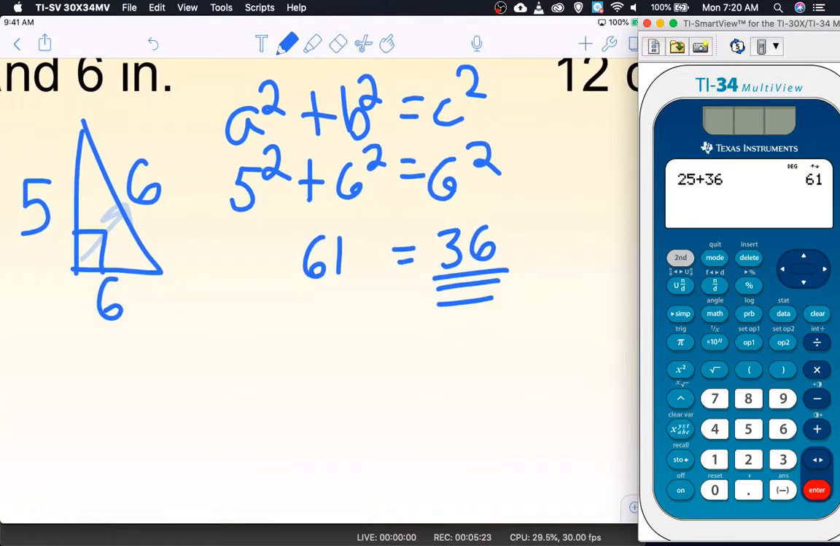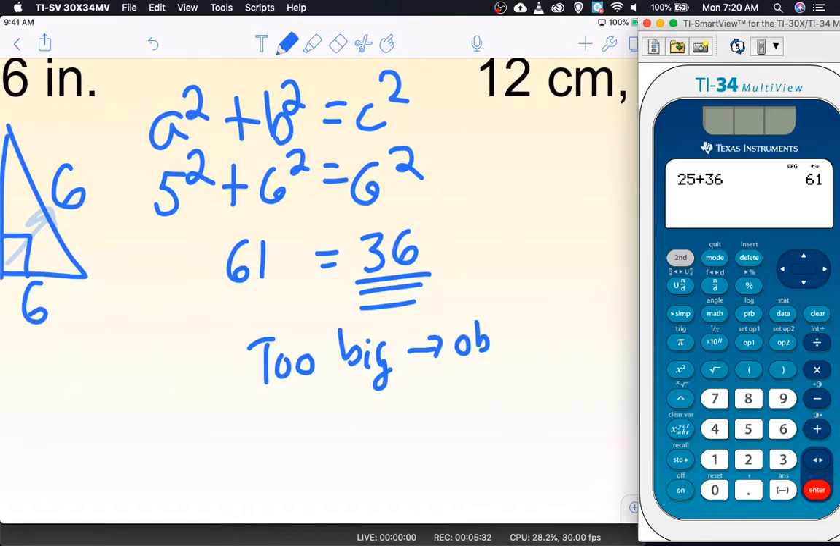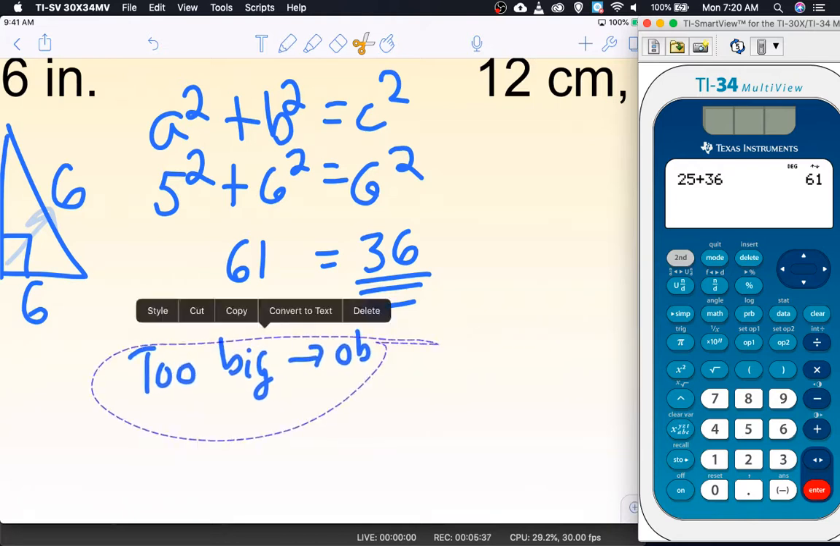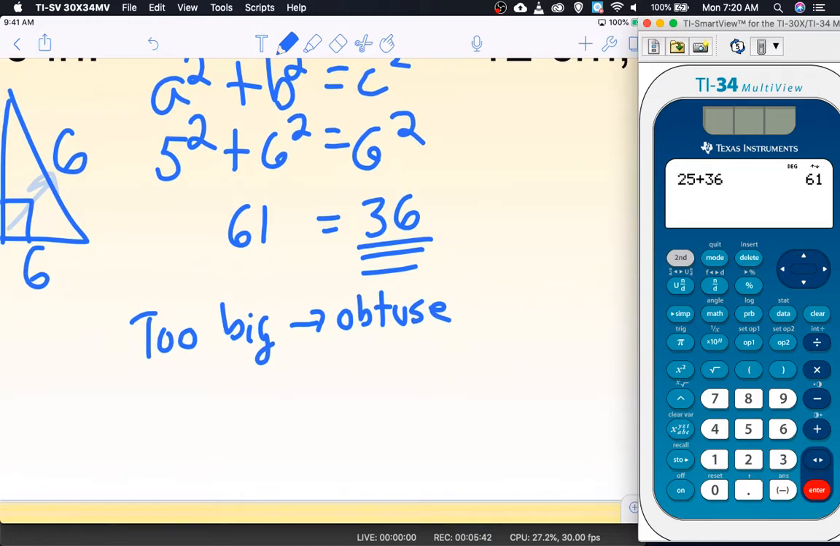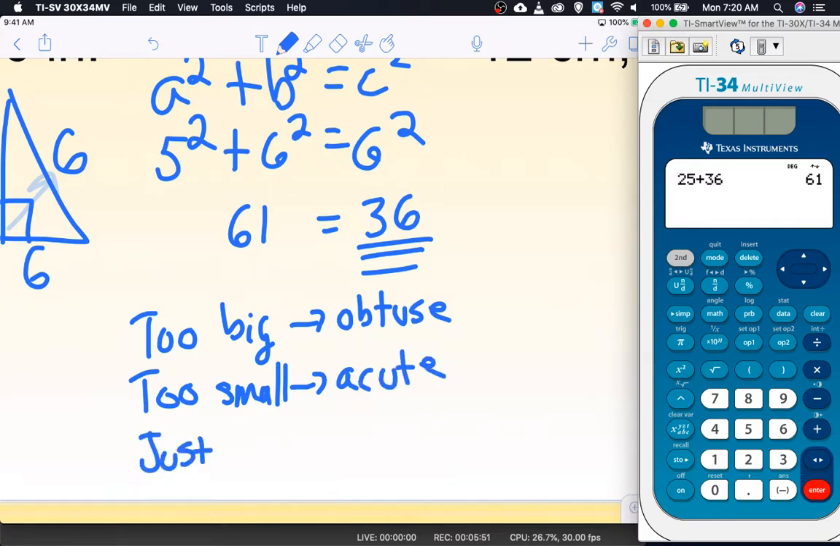If the hypotenuse is too big, we would have an obtuse triangle. If the hypotenuse is too big, it makes your biggest angle too big. If the hypotenuse is too small, well, now you're looking at an acute triangle. And if your hypotenuse is just right, well, you get yourself a right triangle.